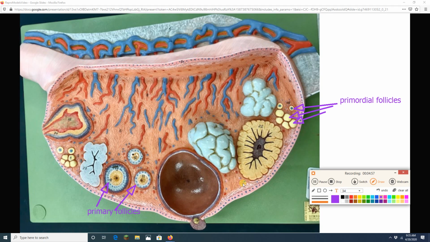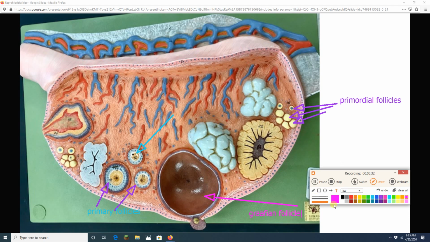Now, the follicle right above these two, this guy right here, is actually a follicle that's dying. Most of the follicles die. Only one follicle ends up maturing per cycle. And we see a mature follicle right here. This is a mature follicle. It's actually in the act of ovulation. And that mature follicle is called a Graafian follicle. And it's undergoing ovulation right here.